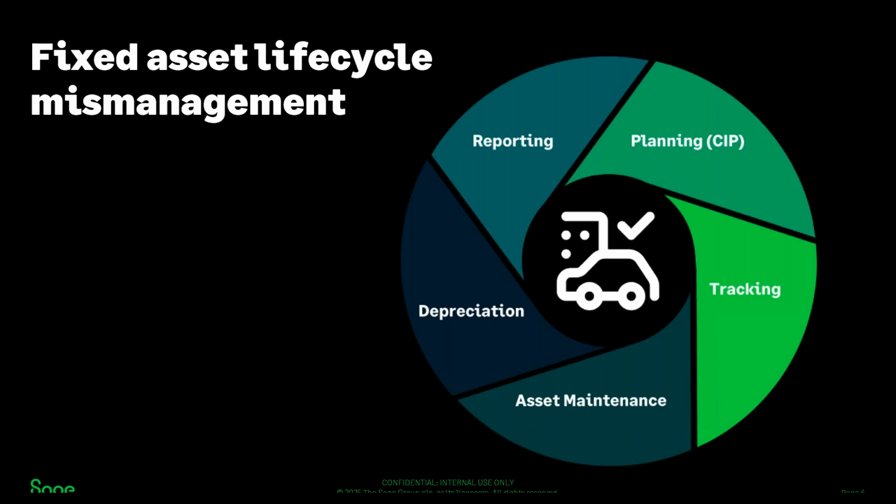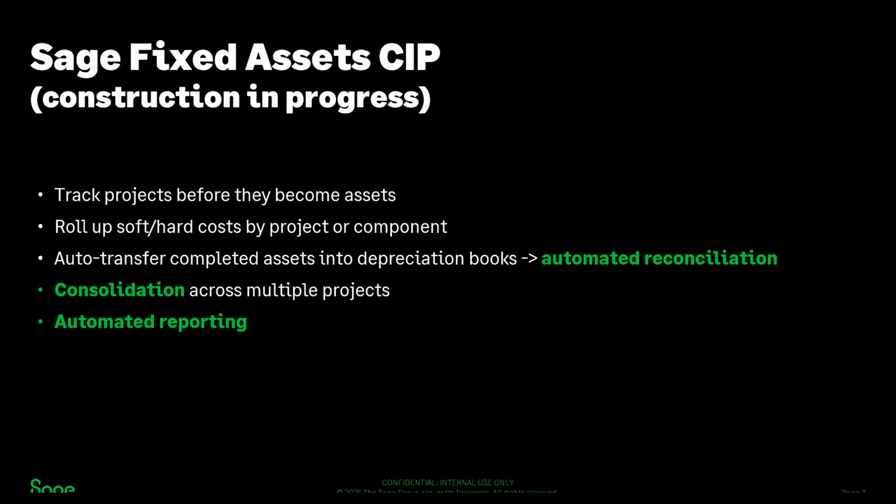Okay. So with Sage Fixed Assets, we have the CIP construction in progress module. It seamlessly integrates into the depreciation. What does that mean, Angie? That means that once an asset is placed into service, you could click a button and send it directly to depreciation. When you do that, it also tracks the project number or code that you gave to that asset. So now all of a sudden we're automating the reconciliation as well. Right? So we're closing the loop on that.